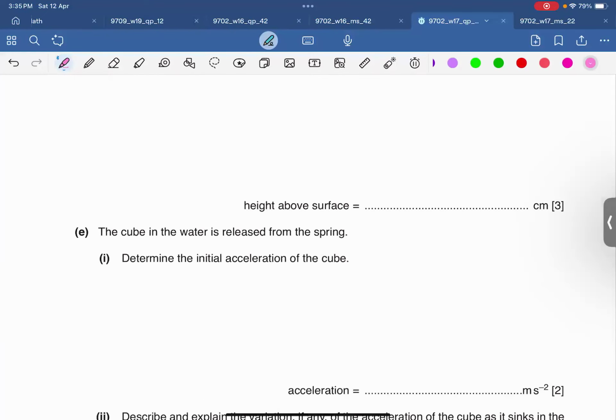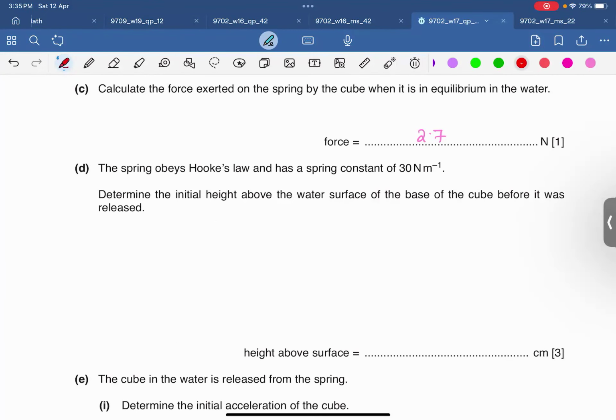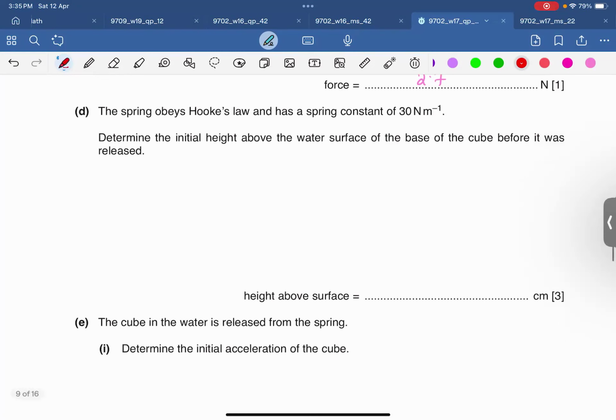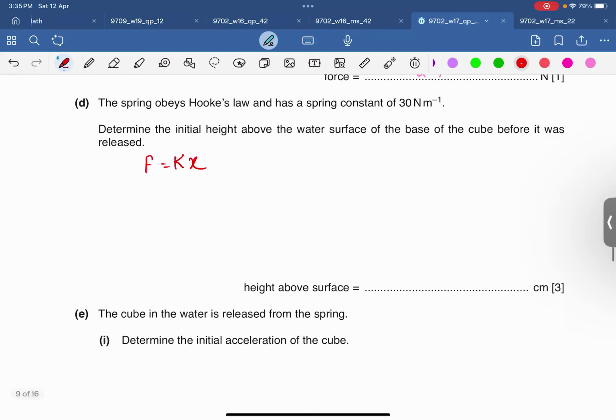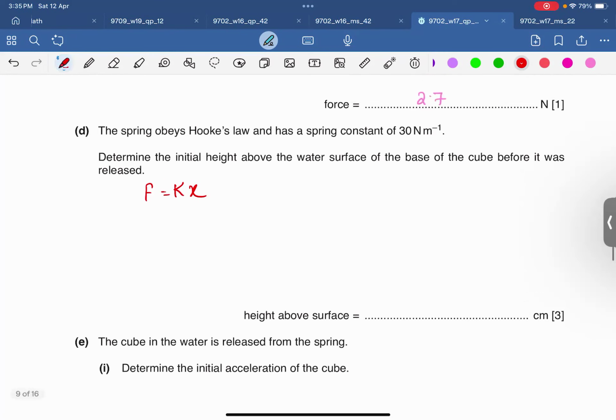So by the way, the spring constant obeys Hooke's law. Fine. So F is equal to kx. You use the formula. The force is what you calculated as 2.7 divided by the spring constant, which is 30. So this way you'll get x as 2.7 divided by 30. I'm getting 0.09 as the extension. That's correct.